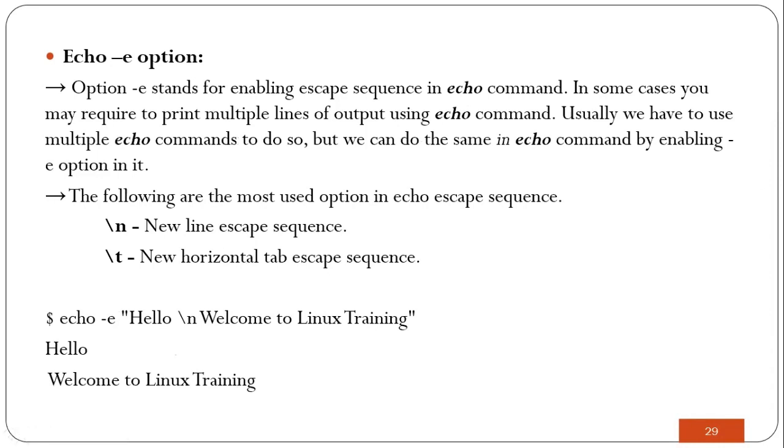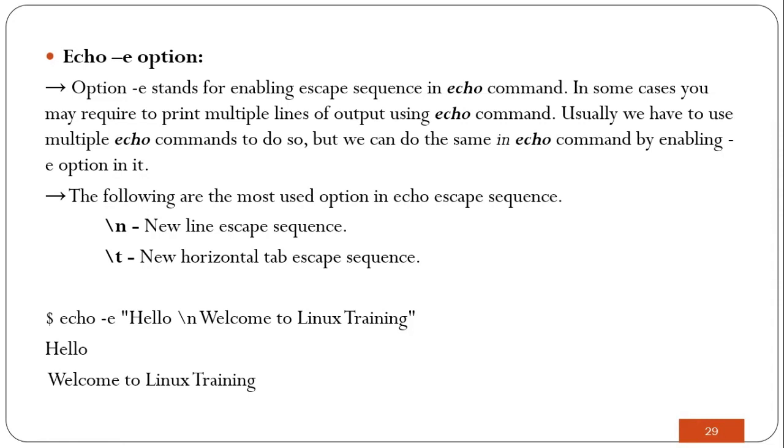Here again we have multiple options with the echo command. One of them is echo with the hyphen e option. The echo hyphen e option stands for enable escape sequence in the echo command. In some cases, you may need to print multiple lines of output using the echo command. Usually, we have to use multiple echo commands to do so, but we can do the same in a single echo command by enabling the hyphen e option. The following are the most used options in the echo escape sequence.